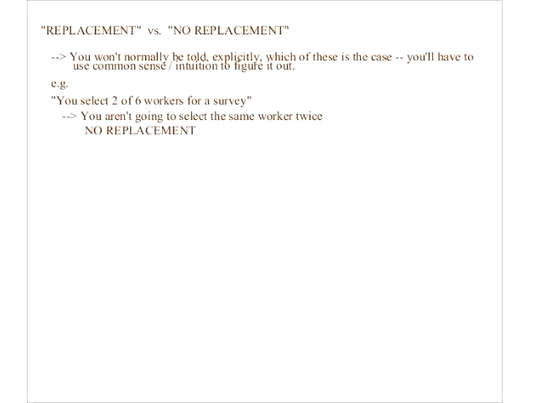For example, if you select 2 of 6 workers for a survey, you're definitely not going to select the same worker twice. So that's no replacement. Even if they don't tell you that, you're expected to figure that out.